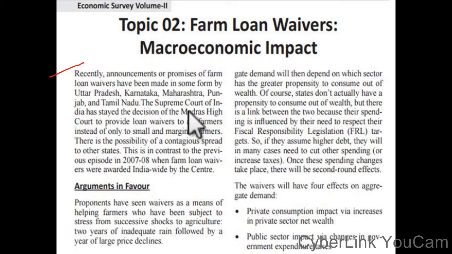The Supreme Court of India has stayed the decision of the Madras High Court to provide loan waivers to all farmers instead of only to small and marginal farmers. There is a possibility of contagious spread to other states. This is in contrast to the previous episode, in 2007 and 2008, when the farm loan waivers were awarded by the center. Arguments in favor.